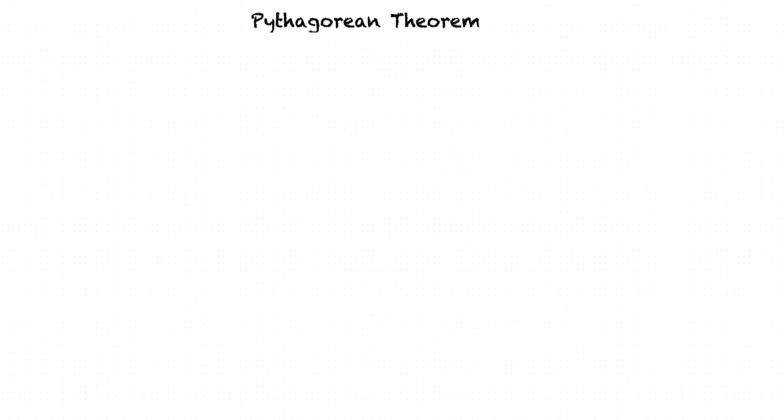For example, say we're given the following right triangle. We know two of the side lengths, but we want to find the side length x. The Pythagorean Theorem states that if the legs of a right triangle have lengths a and b, and the hypotenuse has length c, then a squared plus b squared equals c squared.